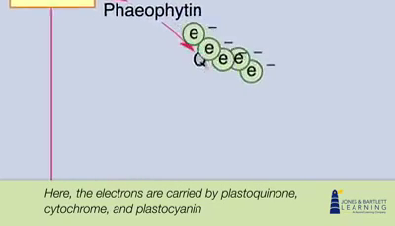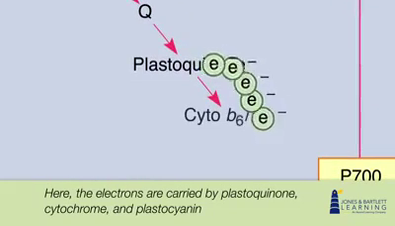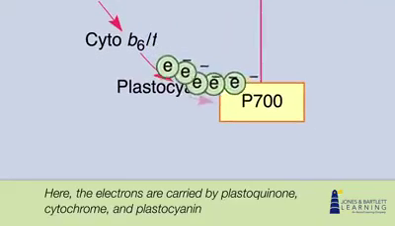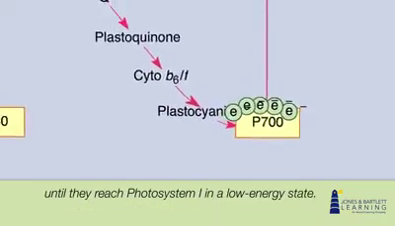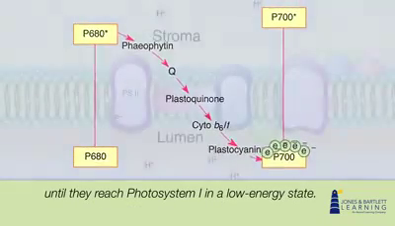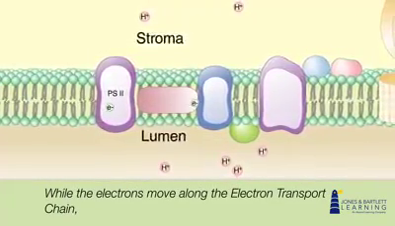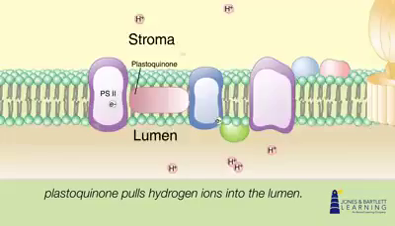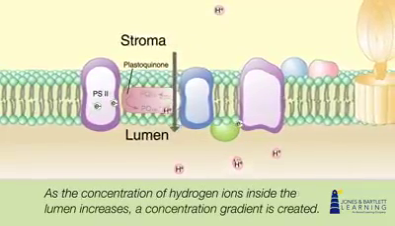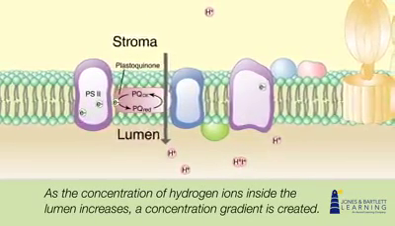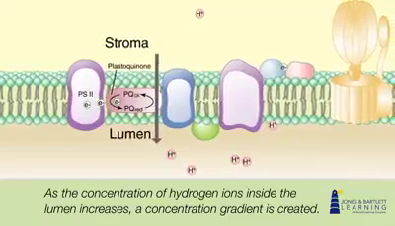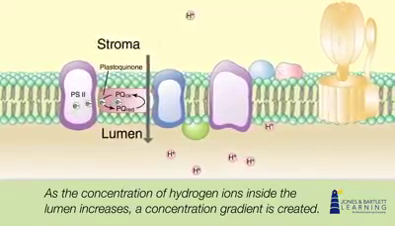Here, the electrons are carried by plastoquinone, cytochrome, and plastocyanin until they reach photosystem 1 in a low-energy state. While the electrons move along the electron transport chain, plastoquinone pulls hydrogen ions into the lumen. As the concentration of hydrogen ions inside the lumen increases, a concentration gradient is created.